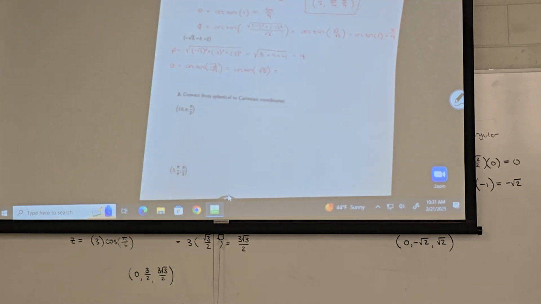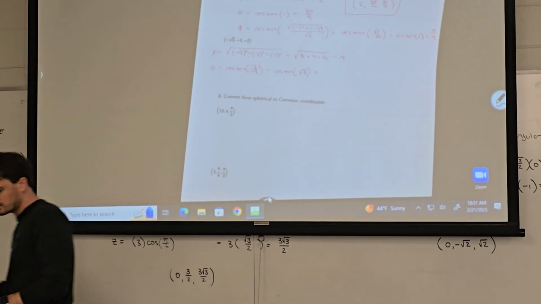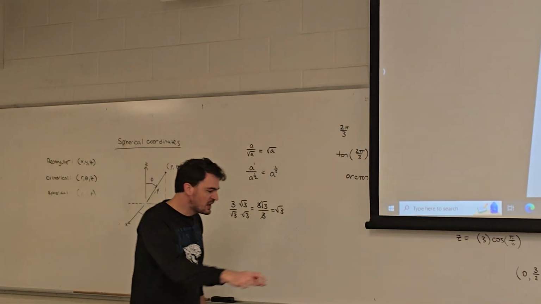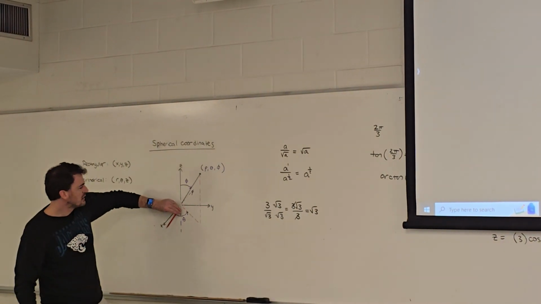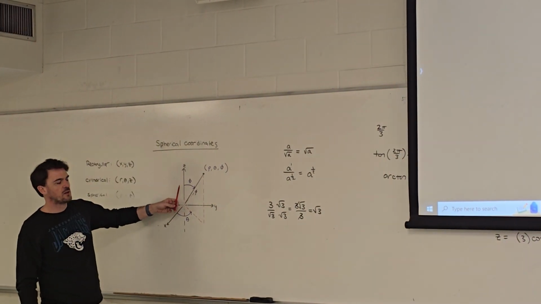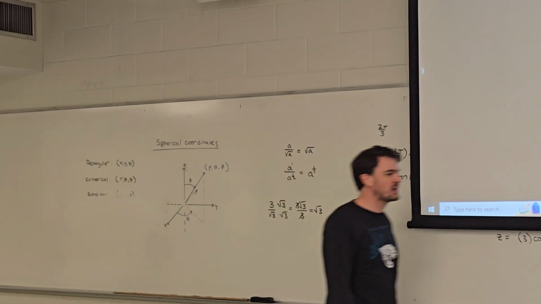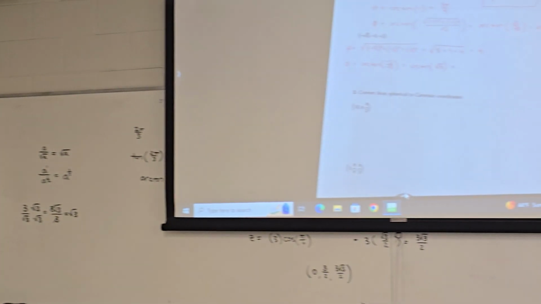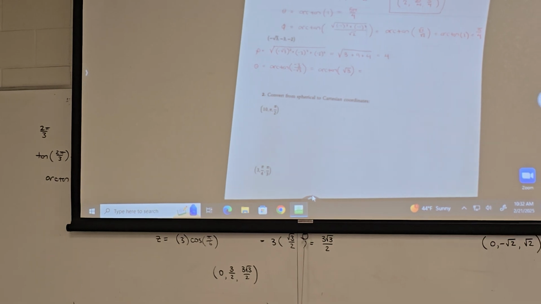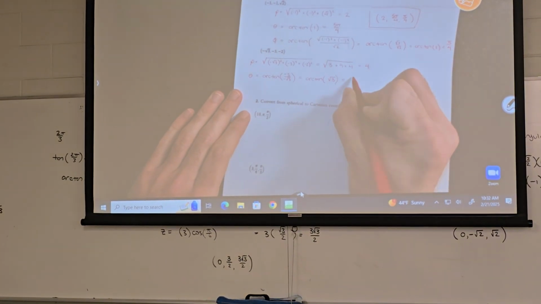So again, x and y are both negative. So in the xy plane, I live in quadrant 3. And what angle in quadrant 3 do I get tangent as square root of 3? 4 pi over 3.